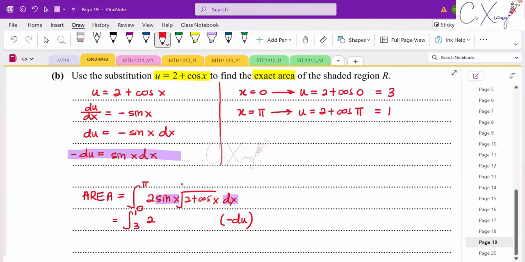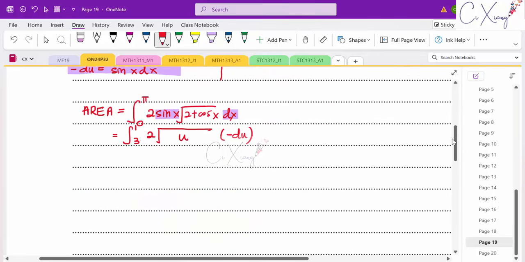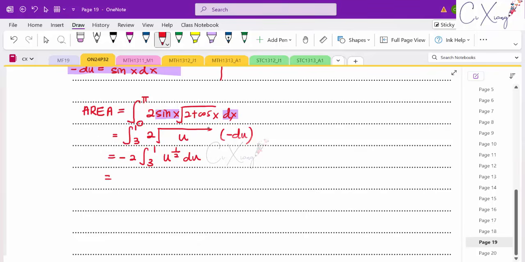Then what happens to the square root of 2 plus cos x? The square root, you just keep it as square root. 2 plus cos x, just now, is u. So I have 2 square root u, negative du. After I change everything from x to u, then I can start the integration. So I take out the negative 2 as a constant first. I have limits 3, 1, then u to the power half. So let's start the integration.